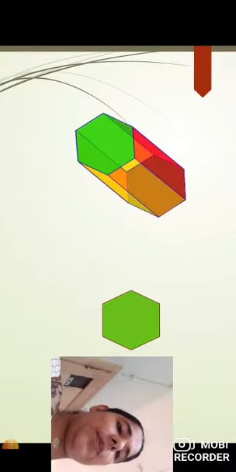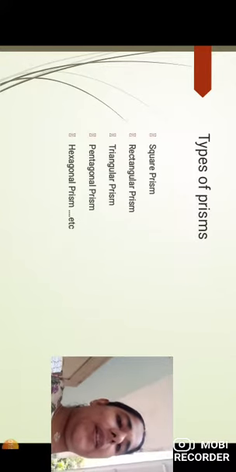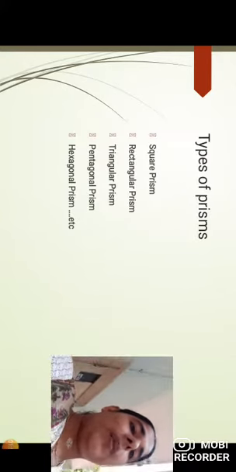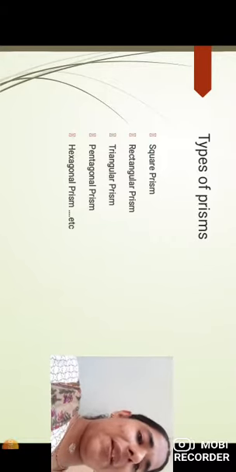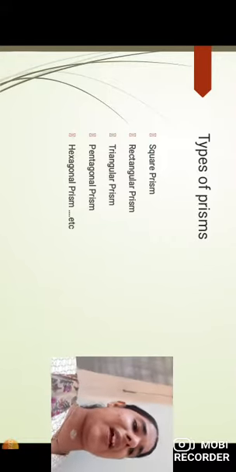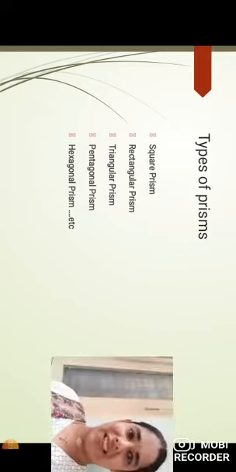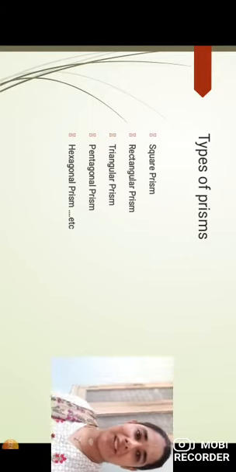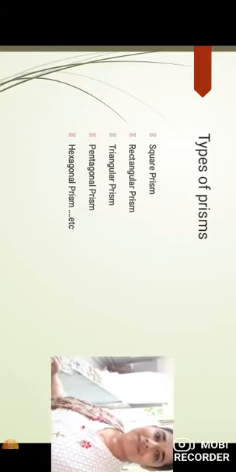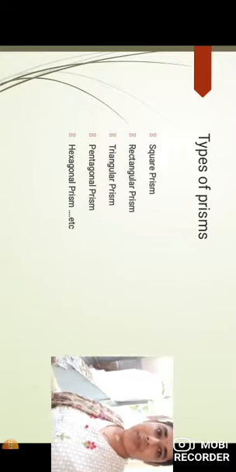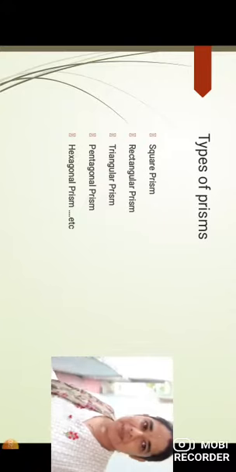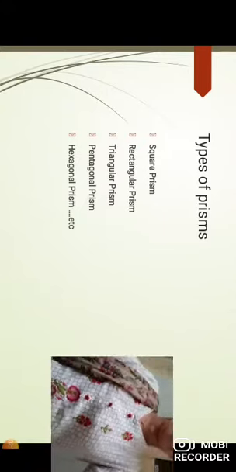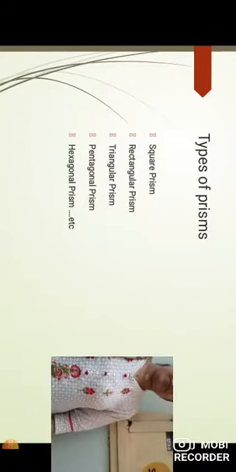Now go to the types of prism. Based upon the base, we have named them here. Square prism has the base of a square, rectangular prism has the base of a rectangle, triangular prism has the base of a triangle, pentagonal prism has the base of a pentagon, and hexagonal prism has the base of a hexagon. Very good.